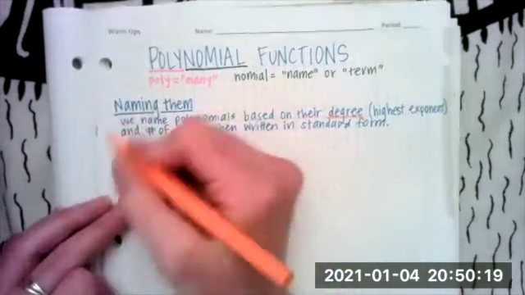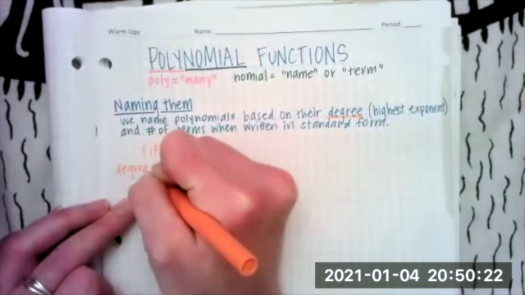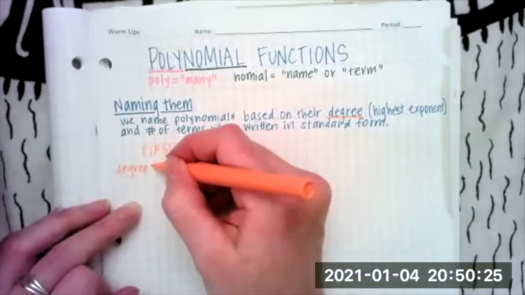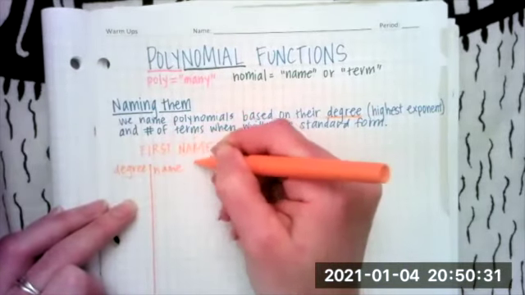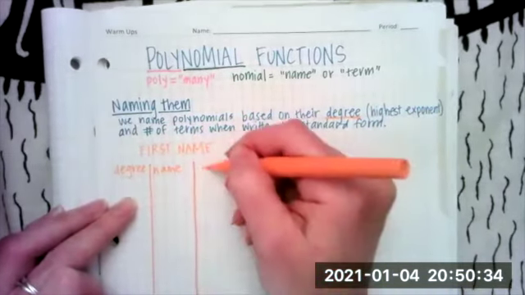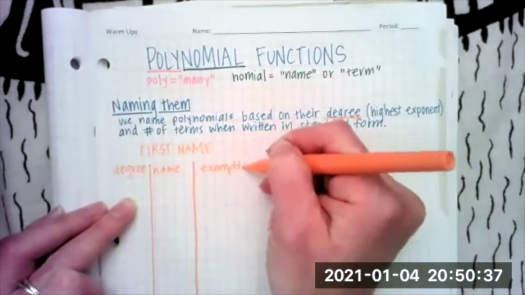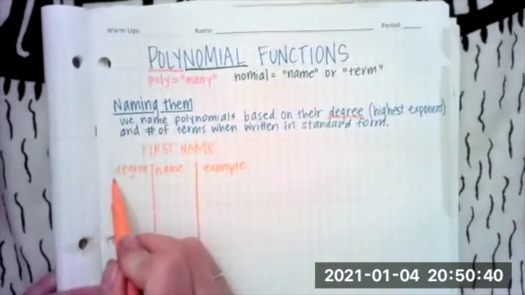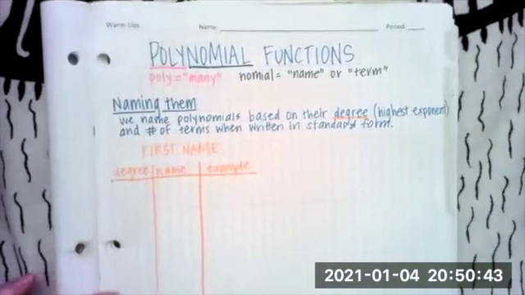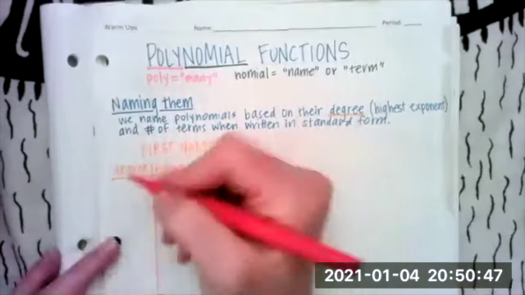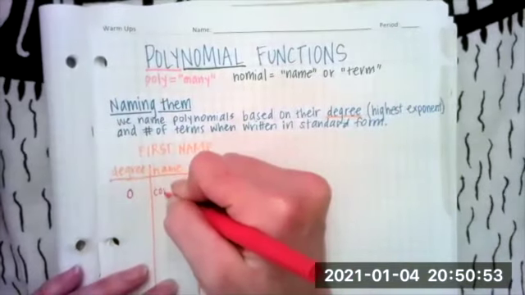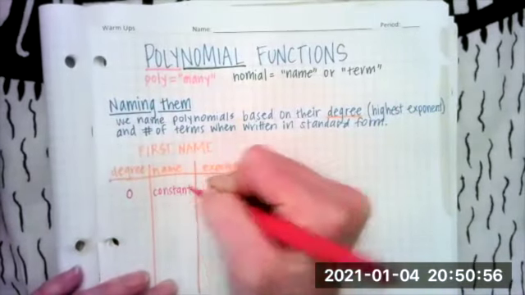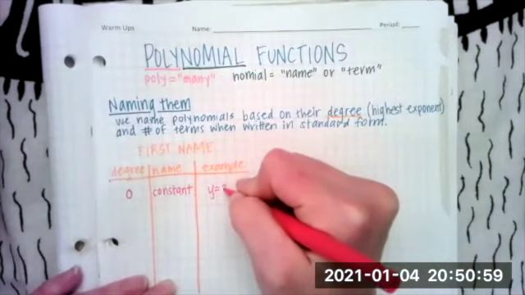So let's make a little table where we can write degree, name, example. Okay, so let's start with a degree 0 function. What does that even mean? Well, it's called a constant function. An example would be something like y equals 3.